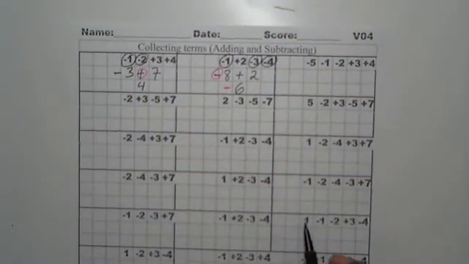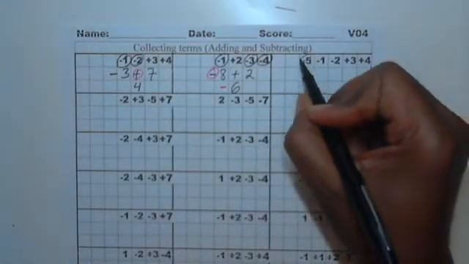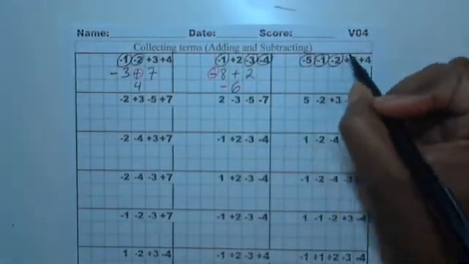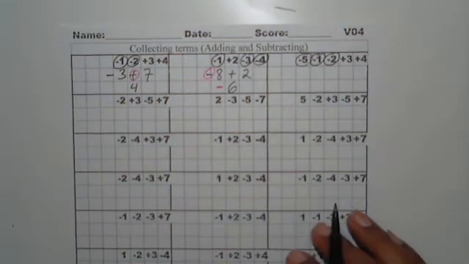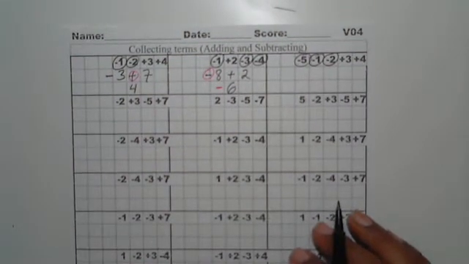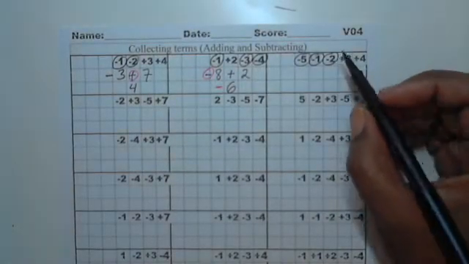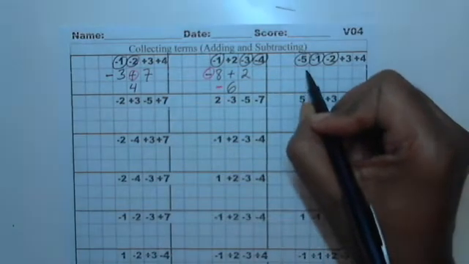Okay, next, same signs add. We have a -5, -1, and a -2. We're going to add those same signs together. The 5 and the 1 make 6, plus 2 more make 8. So this is -8.